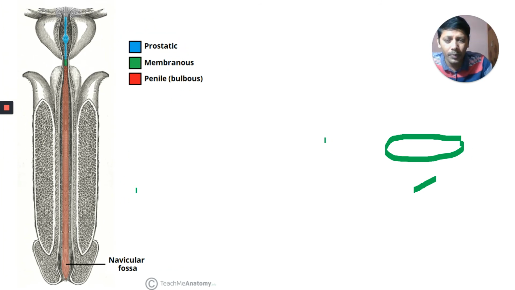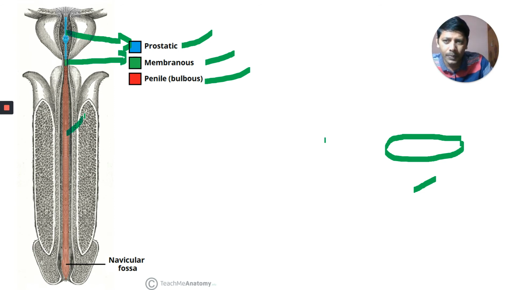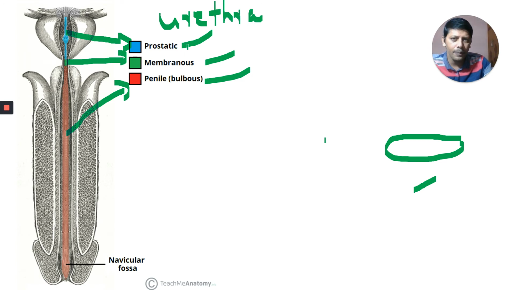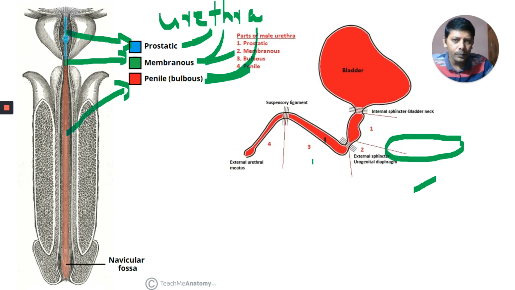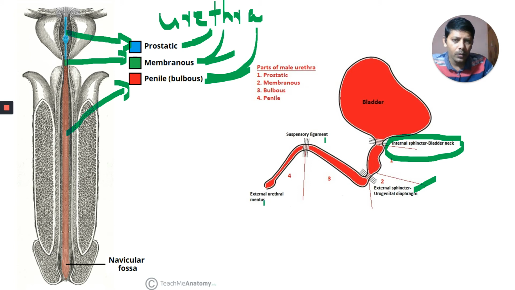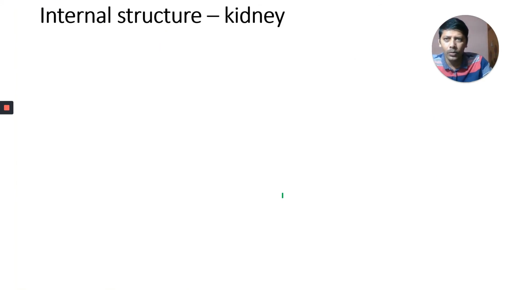In the urethra of males, there are different parts: prostatic urethra, membranous urethra, and penile urethra. This is called the prostatic urethra, this short part is called the membranous urethra, and this part present in the penis is called the penile urethra. These are the three parts of the urethra in males. Prostatic urethra, membranous urethra, and penile urethra. This is the external urethral meatus, the opening through which urine goes out.